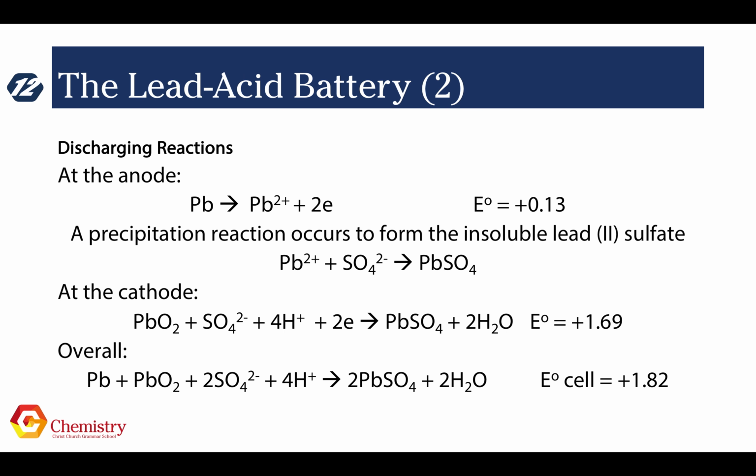Now, when you add those together, you can see that essentially at the end what we end up with is lead sulfate and water, and we get an E0 for the cell of plus 1.82. So when the battery is fully discharged, essentially what we have is lead sulfate.